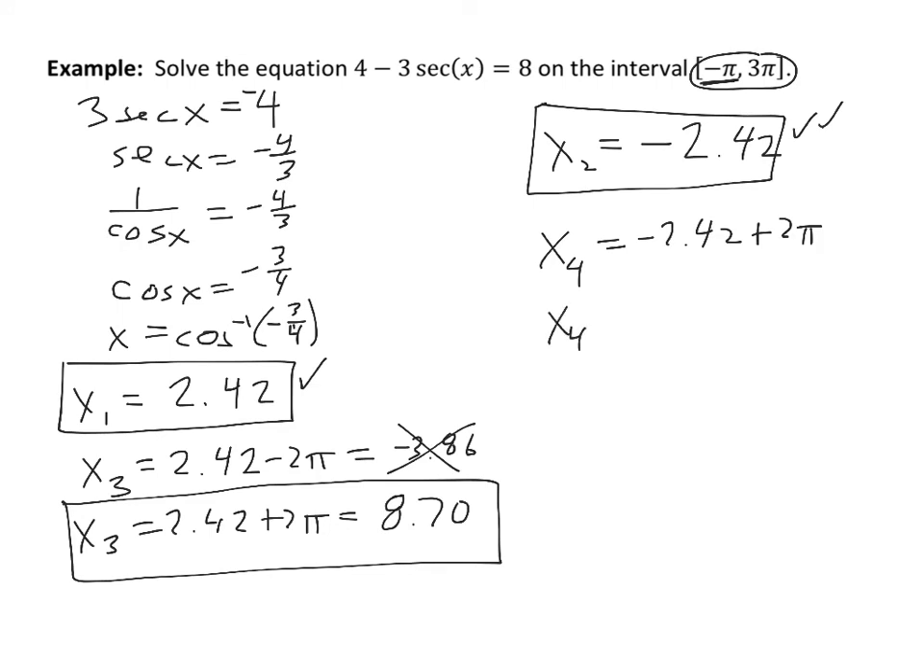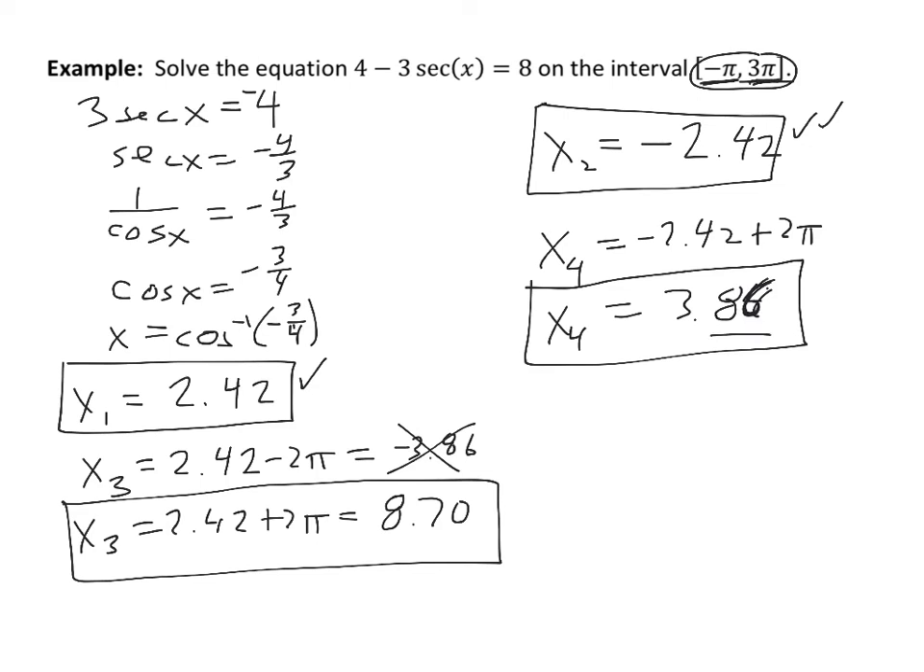So here for this one, we find that x4 would be 3.86. I got myself confused there. 3.86, which gives us another solution there. If we added another 2 pi to that one, we're going to go beyond this because this is already above pi. So at this point, we found our 4 solutions. These are all of the solutions to the equation, and we're done solving it.